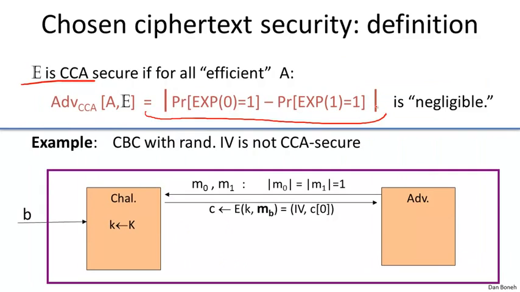So let's start with a simple example and show that in fact CBC with a random IV is not CCA secure, is not secure against chosen ciphertext attacks. So let's see why that's the case. What the adversary is going to start by doing, he's going to simply submit two distinct messages, M0 and M1, and let's just pretend that these messages are one block messages. And what he's going to get back is the CBC encryption of either M0 or M1. You notice the ciphertext only has one block because the plaintexts were only one block long.